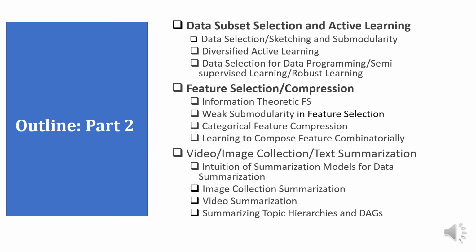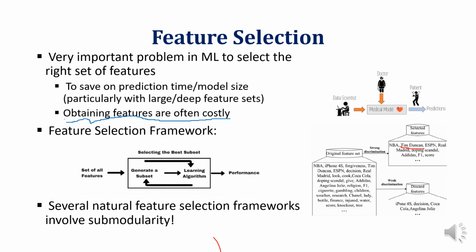We now move on to the second component of part 2, which is feature selection and compression, which has also seen the use of subset selection combinatorial problems and specifically the use of submodular functions. We begin with information theoretic feature selection, move on to weak submodularity in feature selection, categorical feature compression, and finally learning to compose features combinatorially. So first, feature selection.